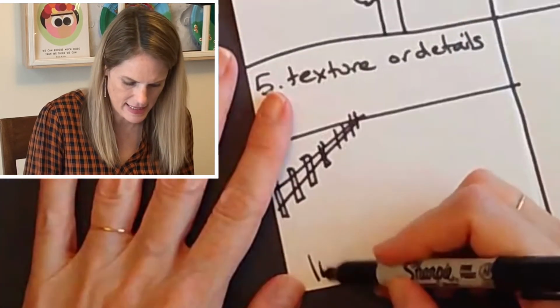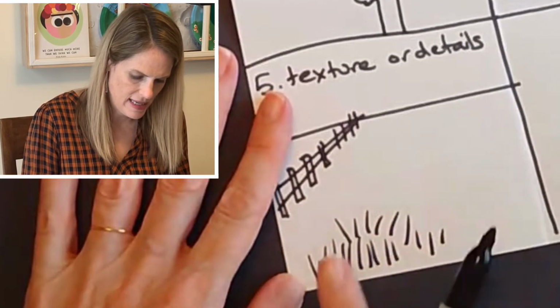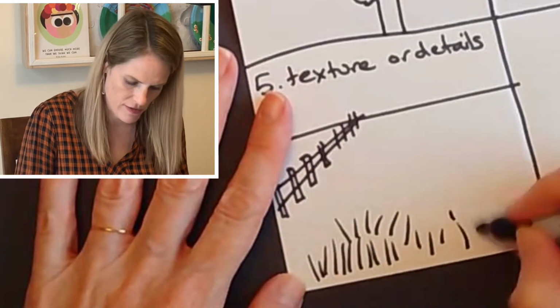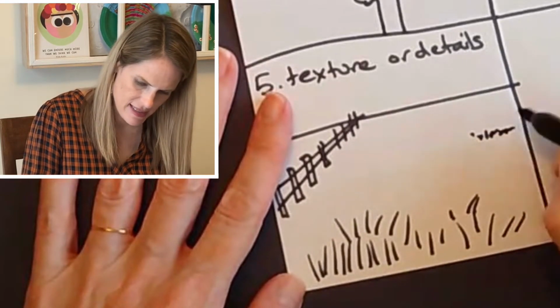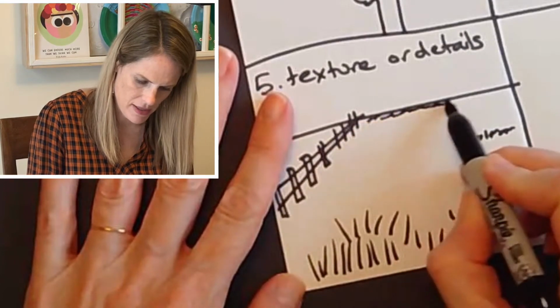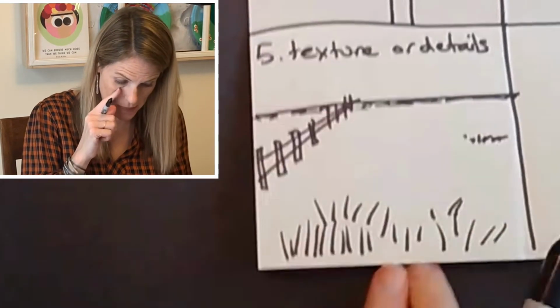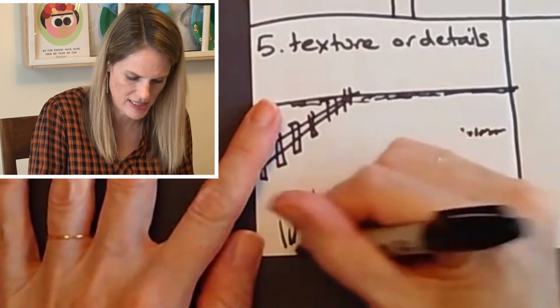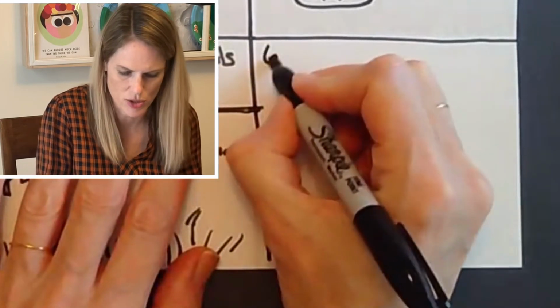So that's saying if you have grass, you can see every blade of grass here at the bottom or the foreground of the picture. But as you get to the back, it's smaller. And all the way back here, you can just barely see the grass. It's just blurry. But up here, it's very clear. You can almost see every blade of grass. So that's texture or details.